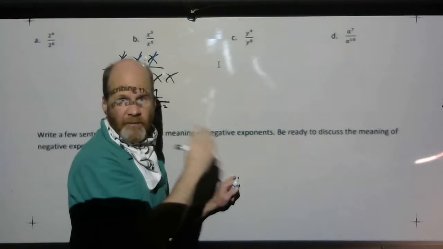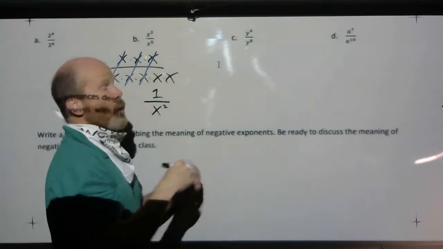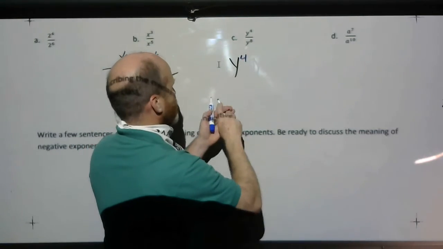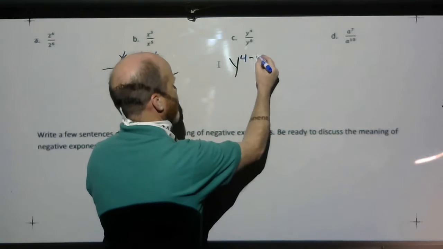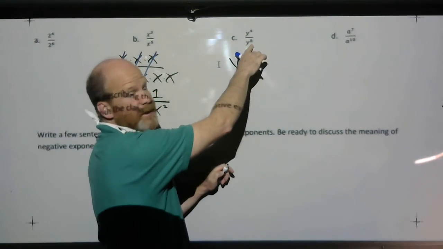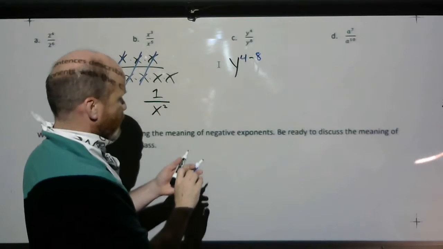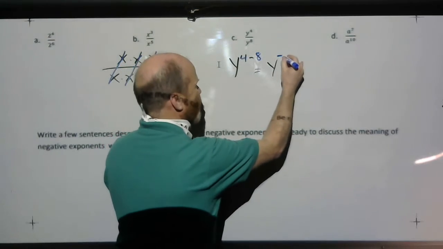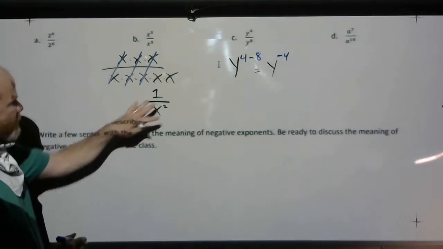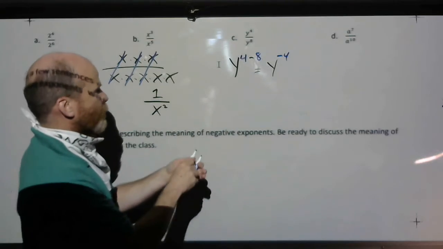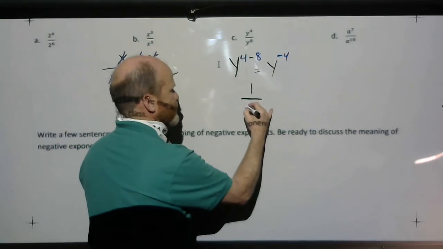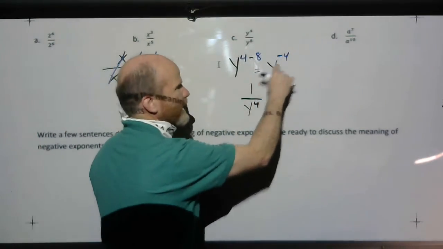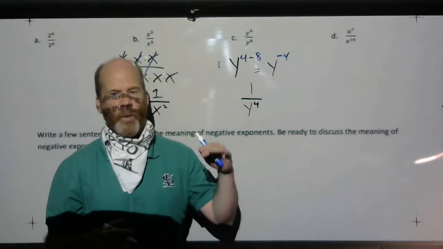In this case, y to the 4th divided by y to the 8th. We're going to use subtraction, and we are going to get y to the 4th minus 8, because I'm taking the exponent in the denominator, subtracting it from the expression in the numerator, and I'm going to end up with y to the negative 4th. Now, if you remember, if we did it like this, we are going to write this as 1 over y to the 4th. So if you have y to a negative exponent, we can rewrite that as 1 over.